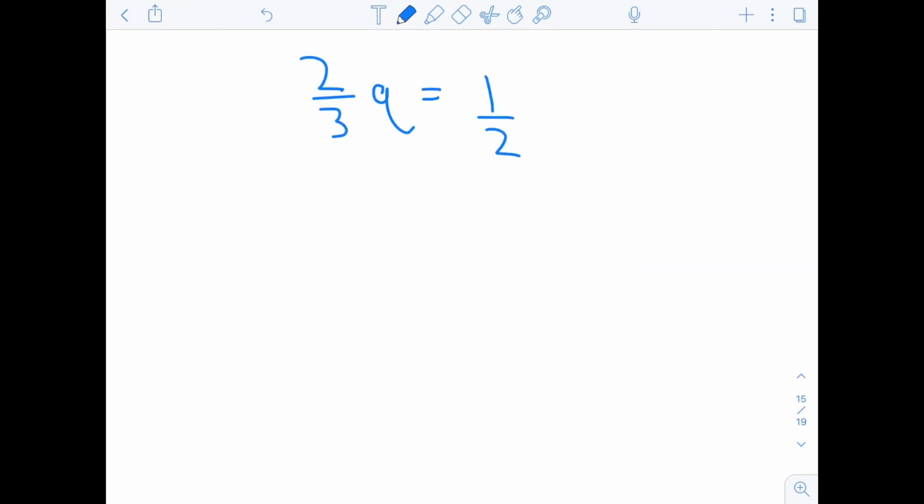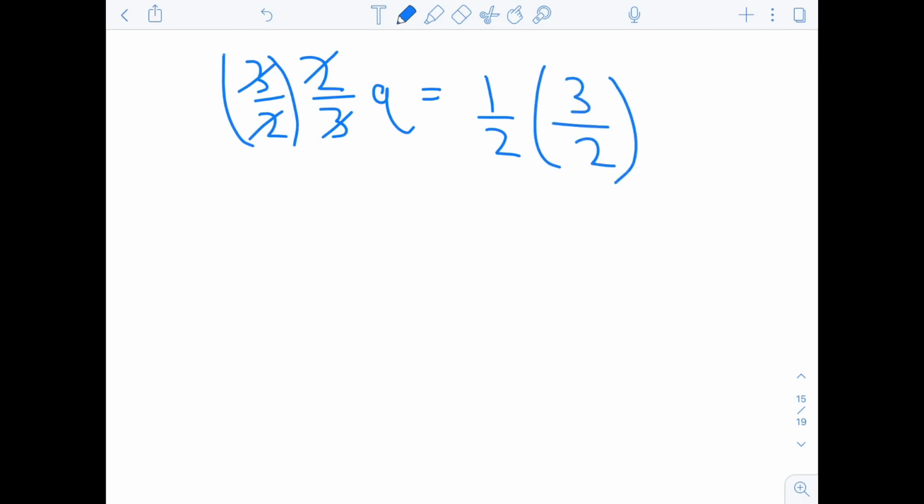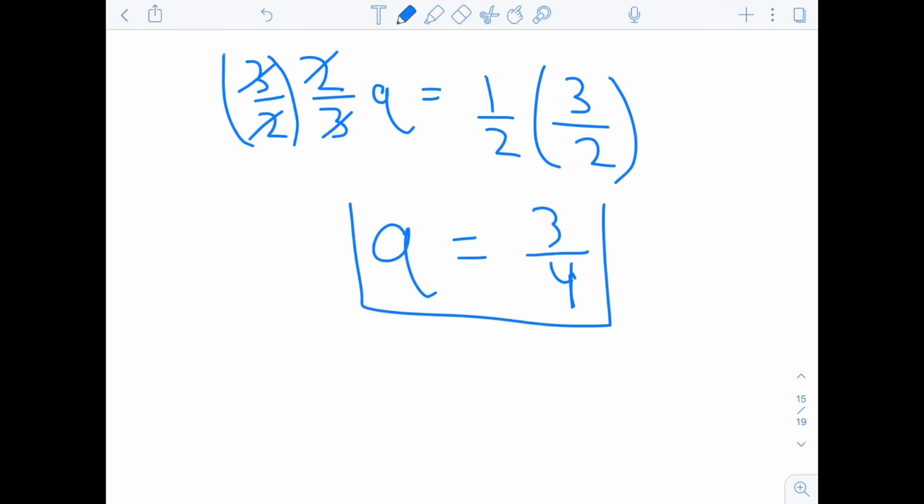So 2/3 q equals 1/2. To cancel out the 2/3, we can use the reciprocal, which is 3 over 2. And the 3 and the 3 and the 2 and the 2 would cancel out. And we could also do it to this side as well. So we're left with q equals 1 times 3, which is 3, and 2 times 2, which is 4. So you get q equals 3 over 4.